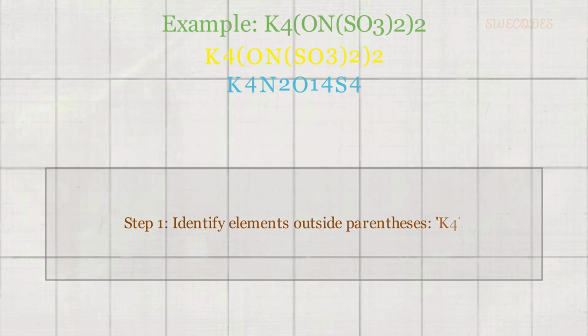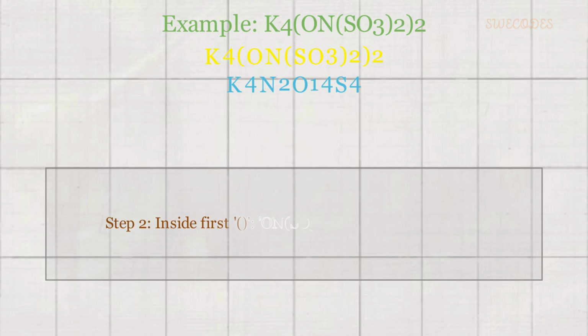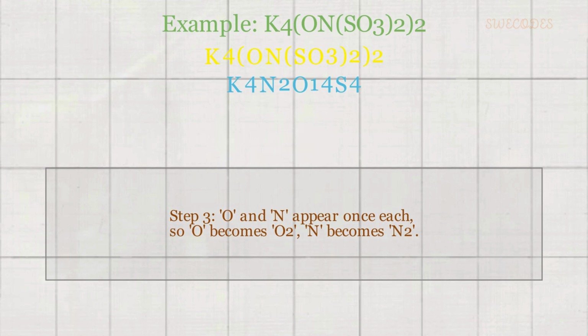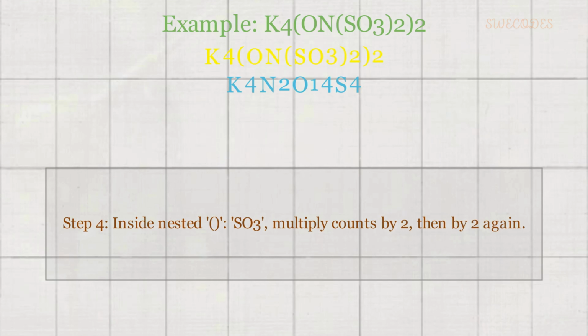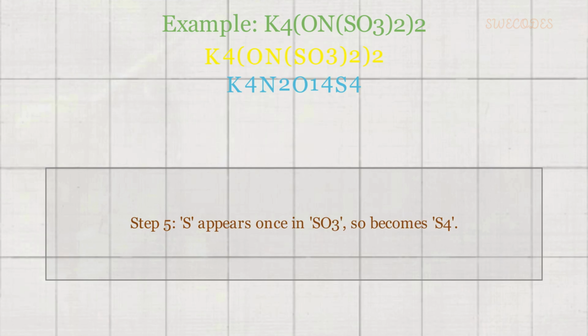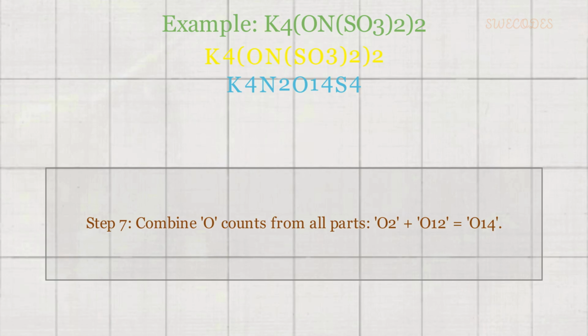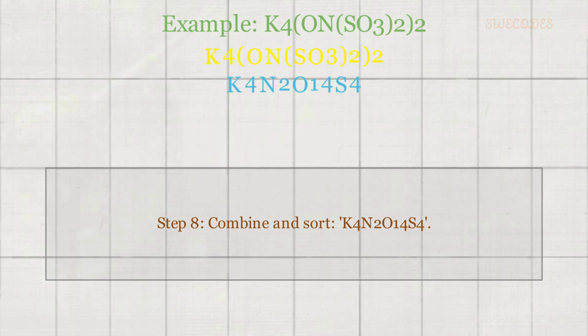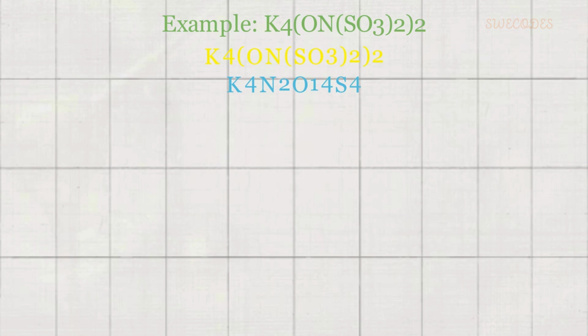Our most complex example is K4(ON(SO3)2)2. We start with 4 potassium atoms. The outer parentheses group is repeated twice, so we double everything inside. This gives us 2 nitrogen atoms, 14 oxygen atoms, 2 from ON, and 12 from the SO3 groups, and 4 sulfur atoms. Before diving into the solution, let's consider some initial thoughts on how to approach this problem.